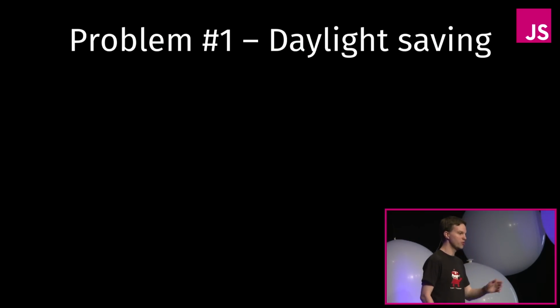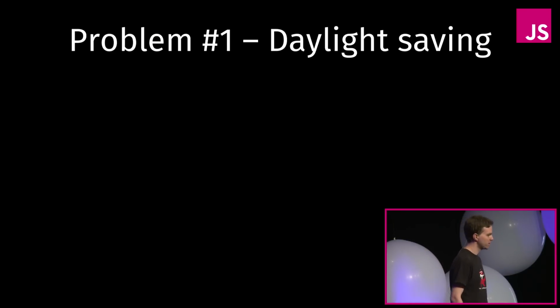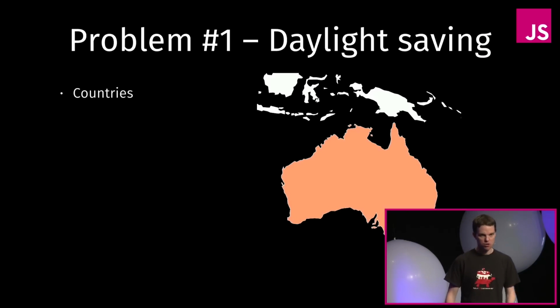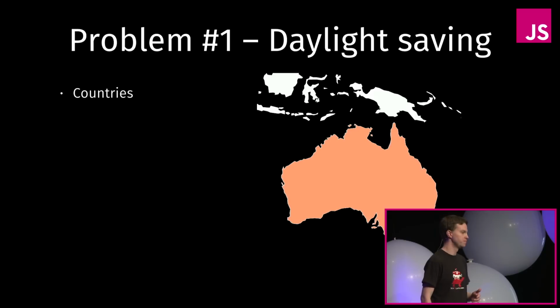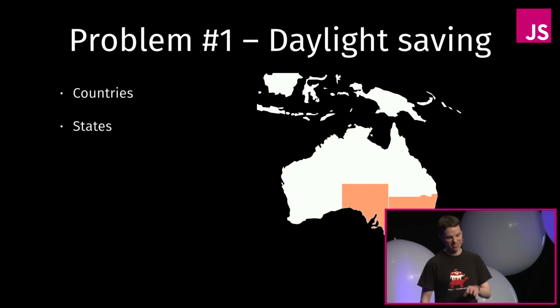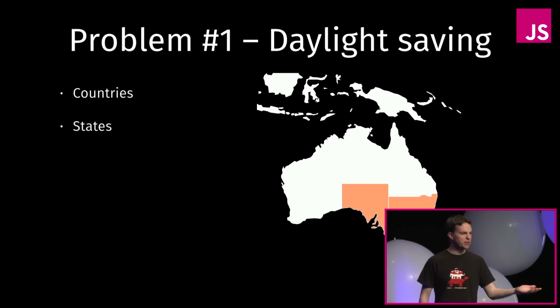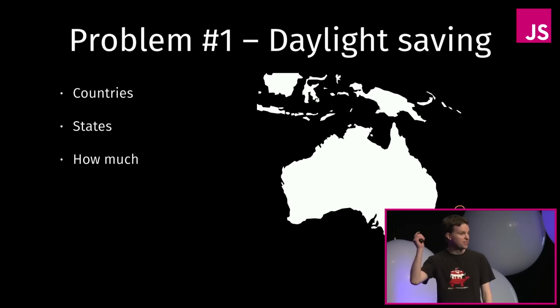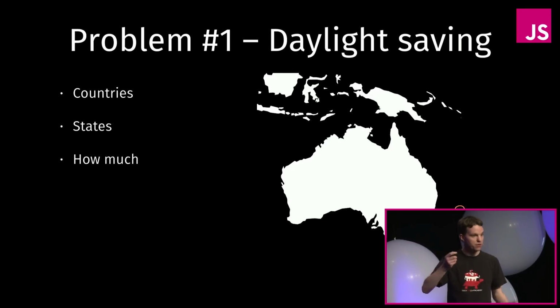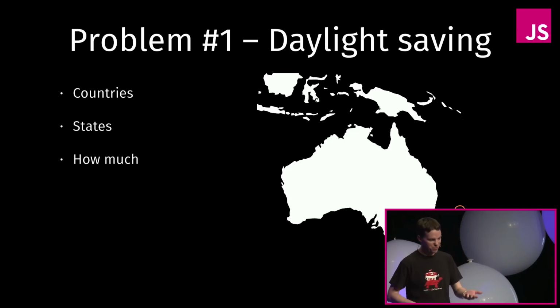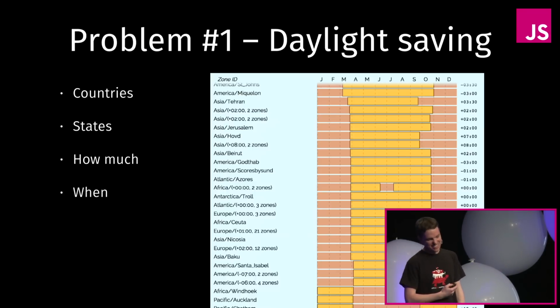If you want to maintain your own time zone list, these are the problems you're going to have to deal with. Daylight saving time. Not all the countries in the world do daylight saving time. Some do, some don't. For the ones that do, not all parts of the countries use daylight saving time. Now, daylight saving time, everyone knows that just jumps forward an hour and jumps back an hour, except for Lord Howe Island, which only does half an hour. Why? I have no idea. You have to account for it anyway.